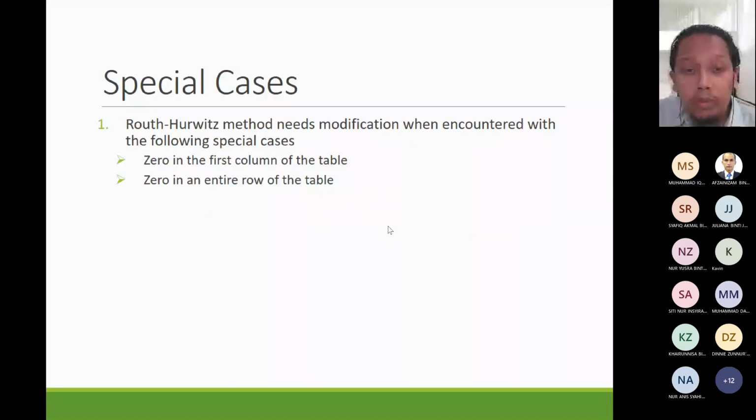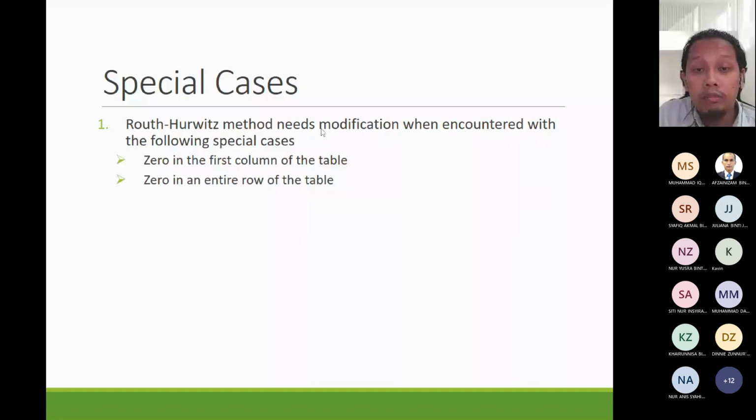Today we are going to continue with the Hurwitz method. On Monday, we learned about the Hurwitz method for normal cases. And today we are going to look at what happens if you encounter special cases when generating the table using the Hurwitz criteria, or Hurwitz method.